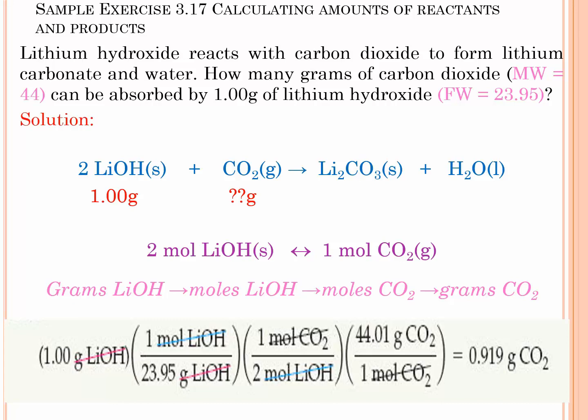This is the molecular weight of CO2 per 1 mole of CO2. This cancels with this. And then you get your final answer, 0.919 gram CO2. Remember again, the number of significant figures here is 3, and here is 3. So this is correct.